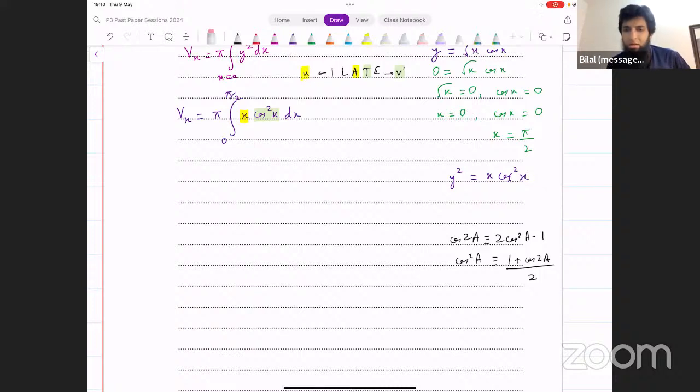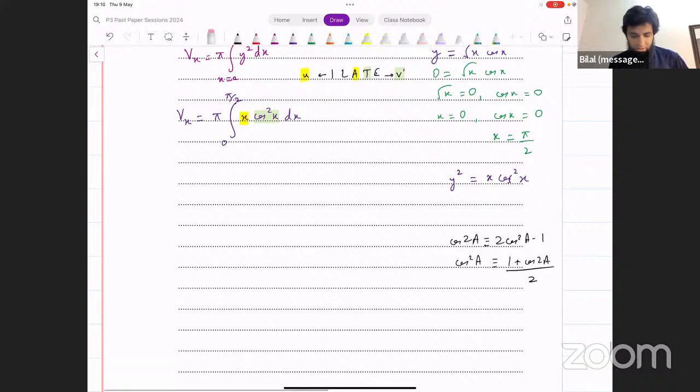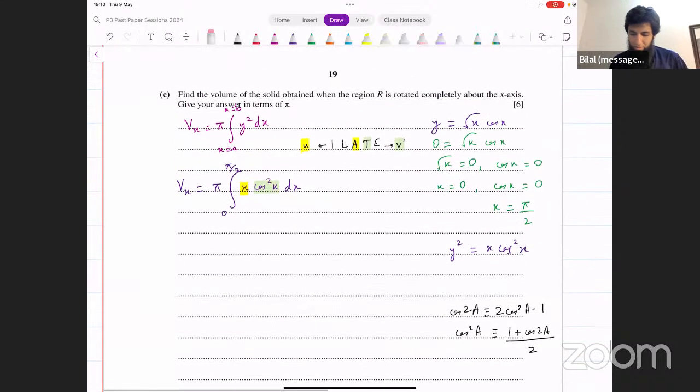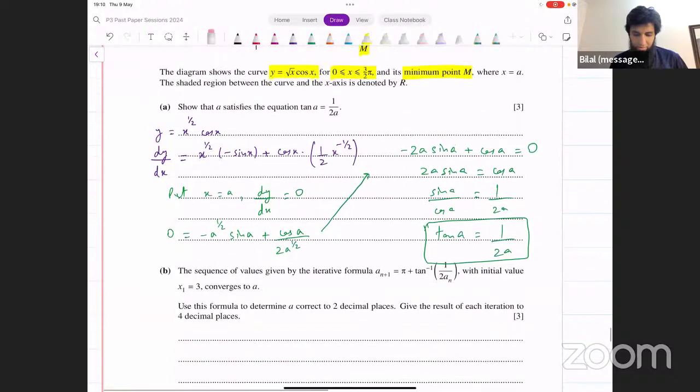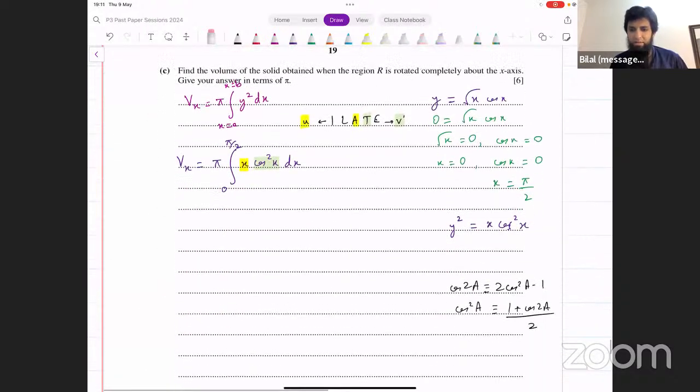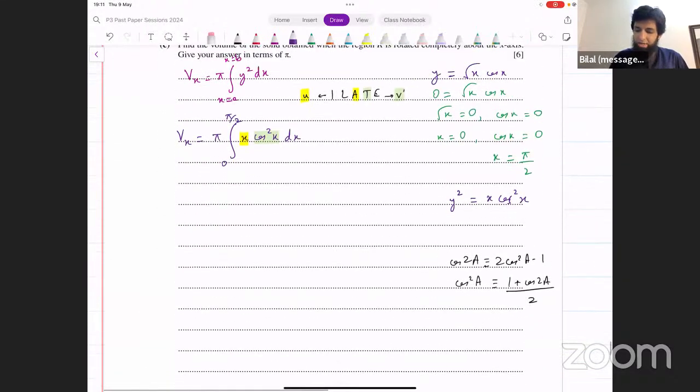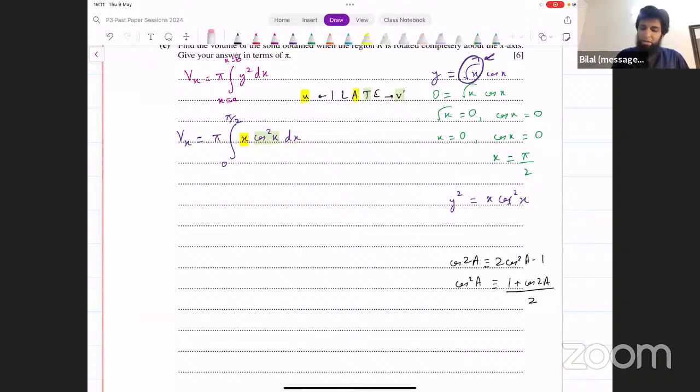Sorry, x square cos square x. No, it's x cos square x, because we have under root x here, right? Under root x squared, that is just x. That's not x squared. Okay.